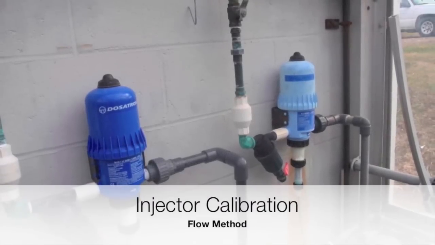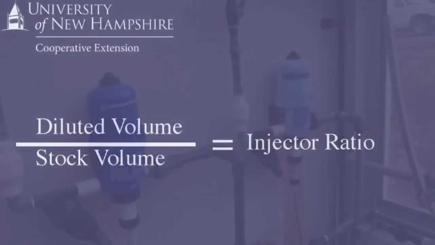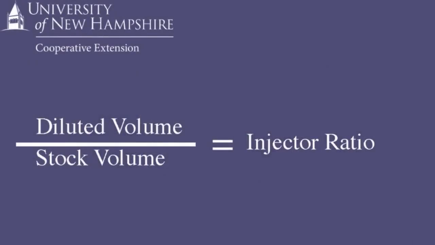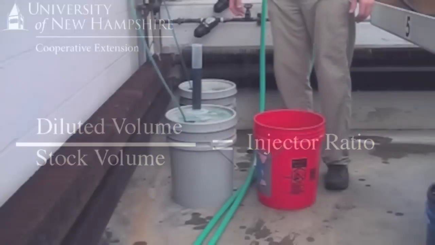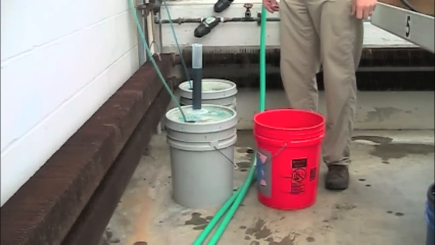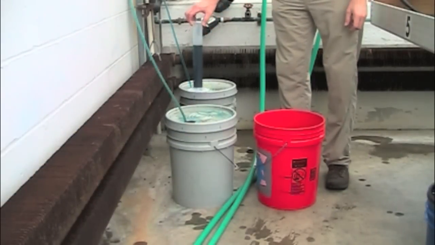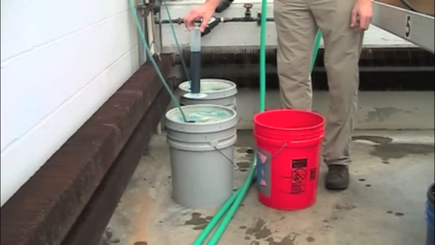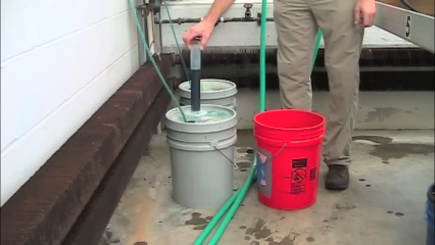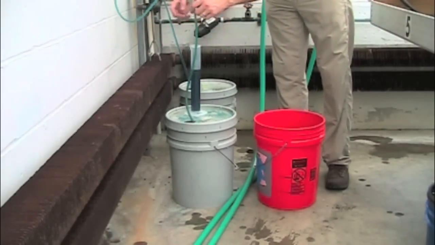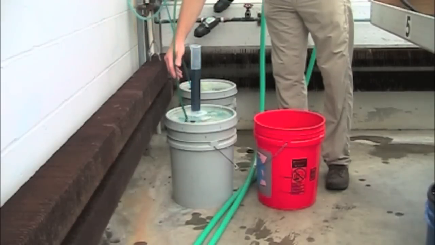Our second method is the flow method. At the core of the flow method is this equation: diluted volume divided by stock volume equals injector ratio. We start with filling a graduated cylinder to a known volume with the concentrated stock solution. In this case, the cylinder is filled with 200 milliliters of stock solution. Then we place the lead from the injector into the graduated cylinder.